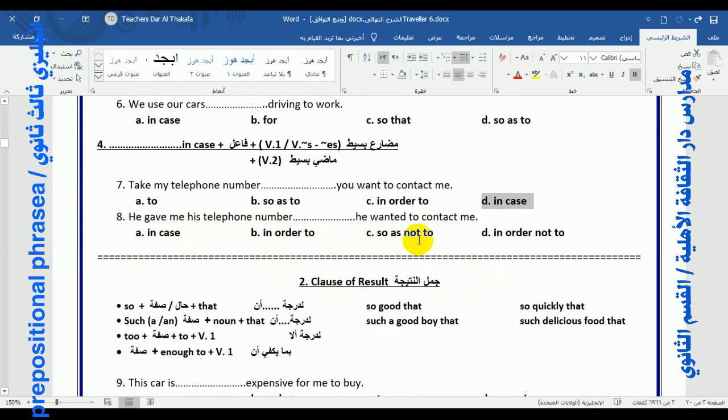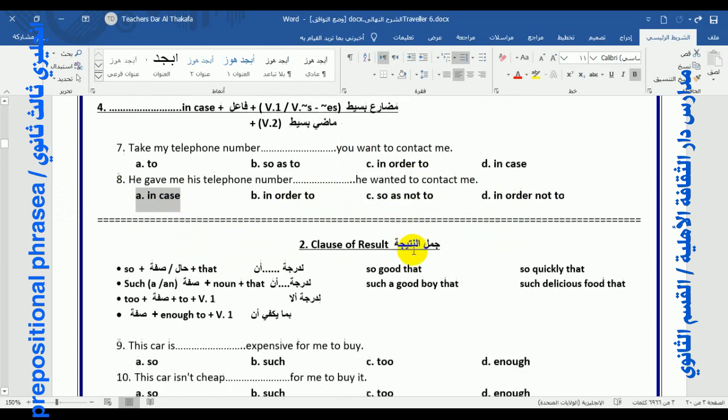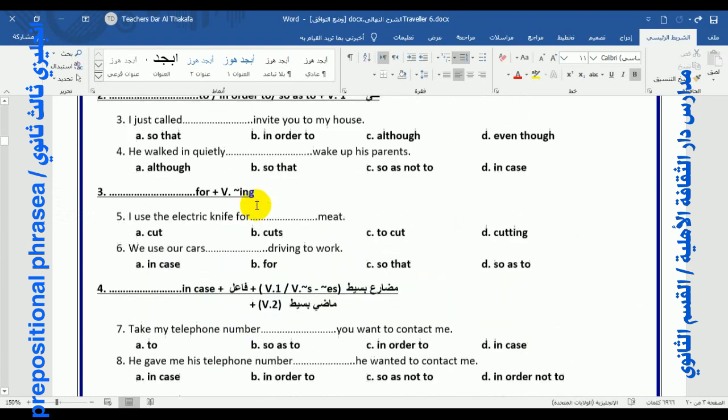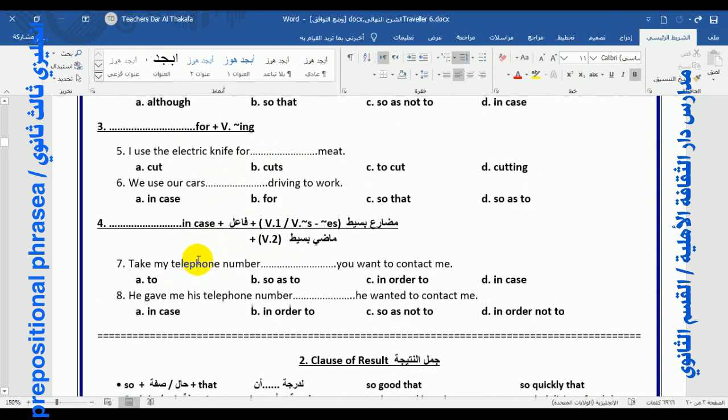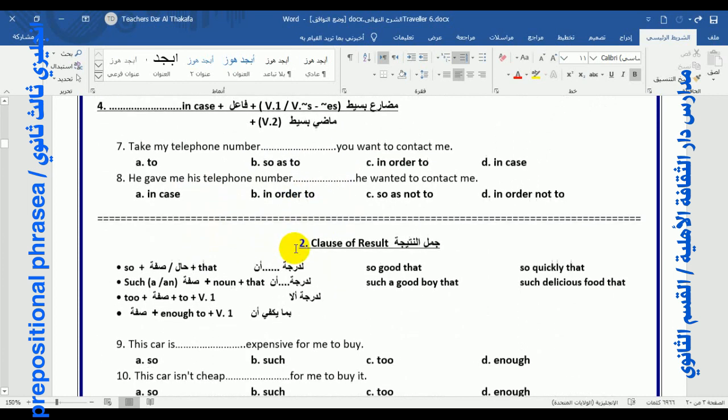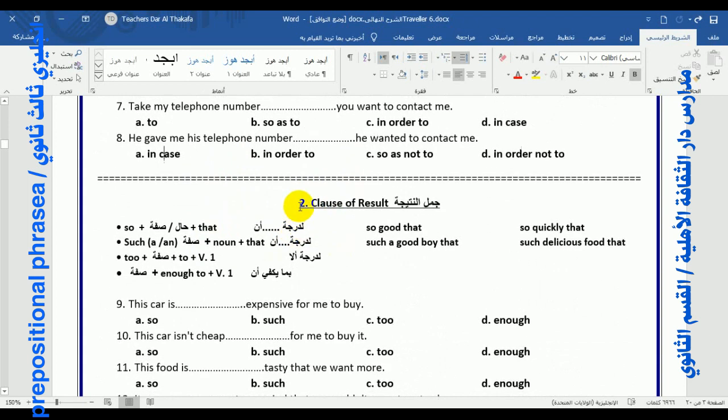Okay, he gave me his telephone number, why? In case, or in order to, or so as not to, or in order not to? Yes, here he wanted to contact me is a complete sentence, which means any to in the three is incorrect. So the correct answer is in case: in case he wanted to contact me. Okay, that is so that, in order to or so as to, for ing. In case is followed by a complete sentence in present or in past, as we said. Turn to clauses of result.